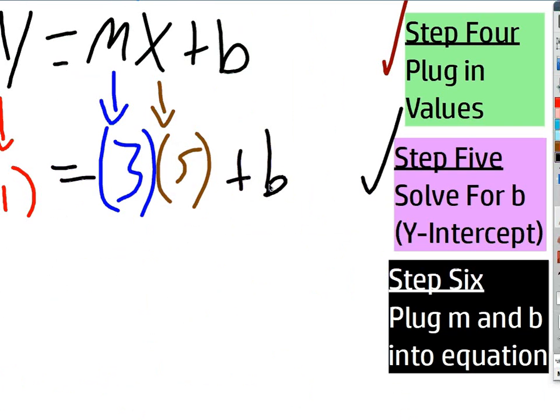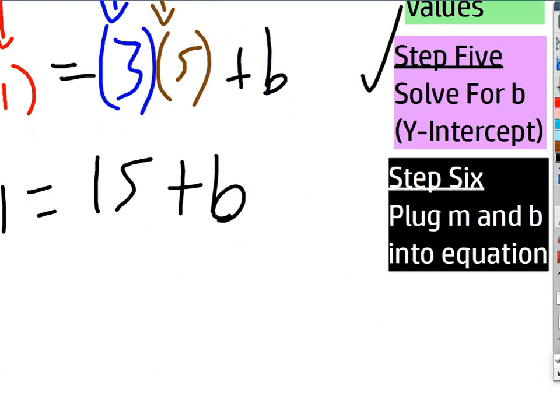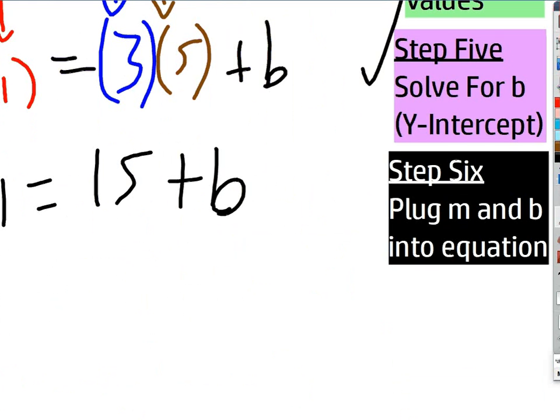All right, so we got 1 equals 3 times 5 is 15 plus b. How do you solve for b now? You subtract what? Subtract 15 from 1. Negative 14.